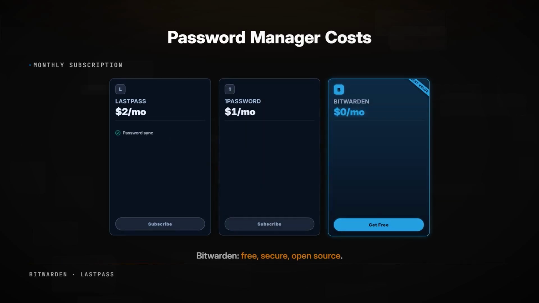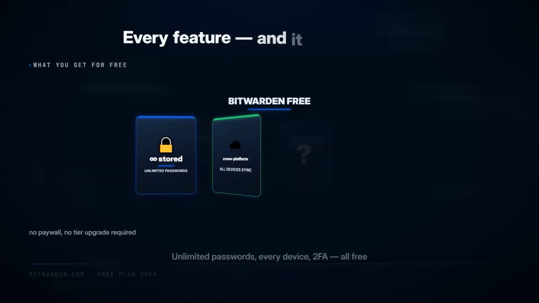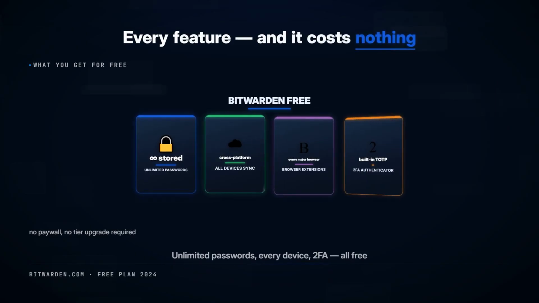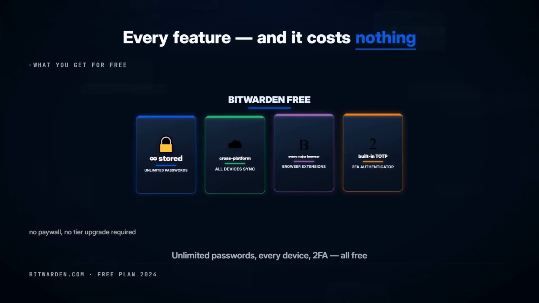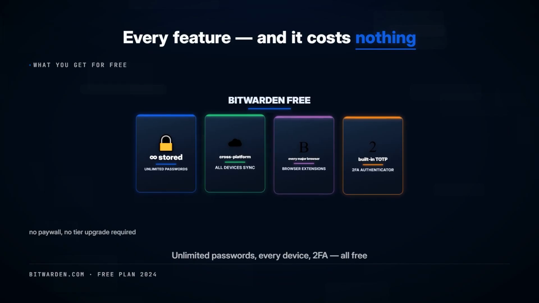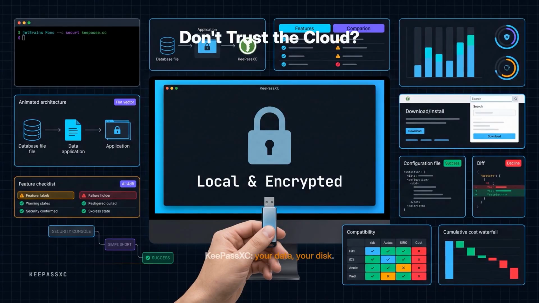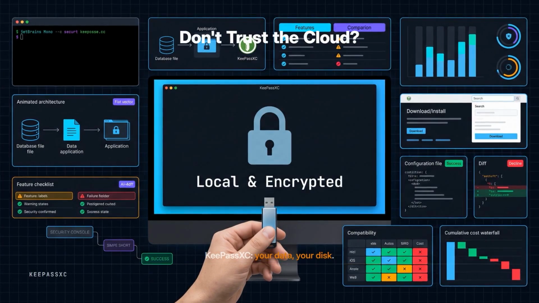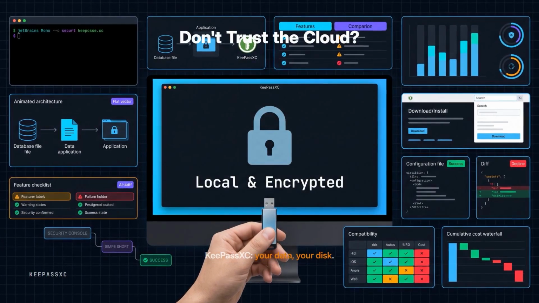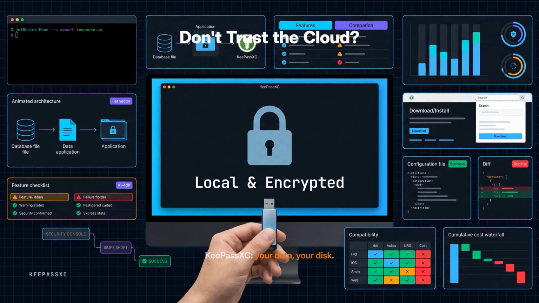LastPass and 1Password charge $3 to $5 a month for password sync. Bitwarden does it for free. And it's open source. Bitwarden stores unlimited passwords, syncs across all your devices, has browser extensions, and includes a two-factor authenticator, all for free. If you don't trust any cloud, KeePassXC stores passwords in a local encrypted file. You control where it lives. Combine it with Syncthing for free sync.